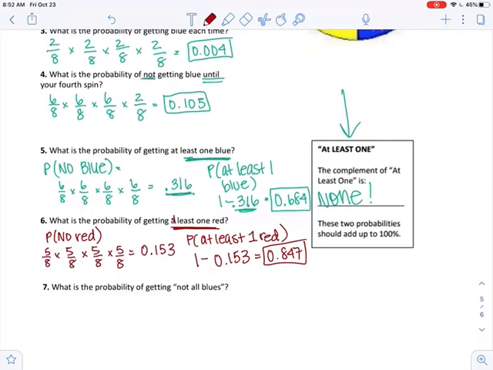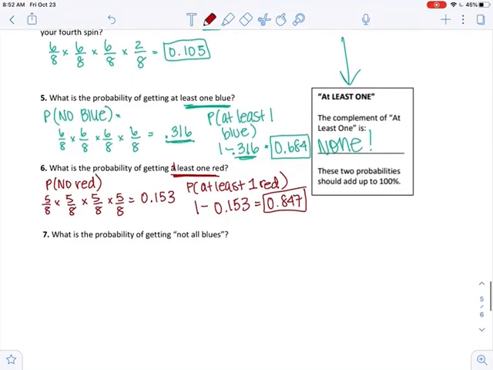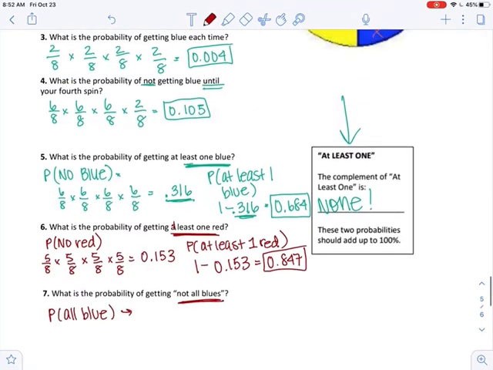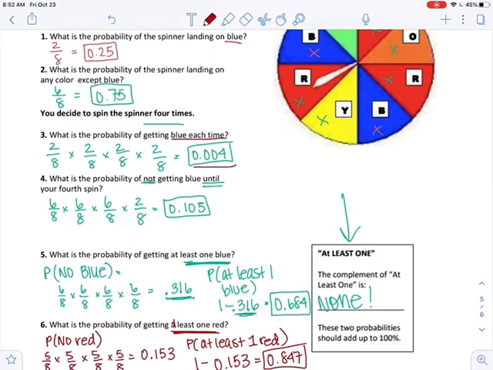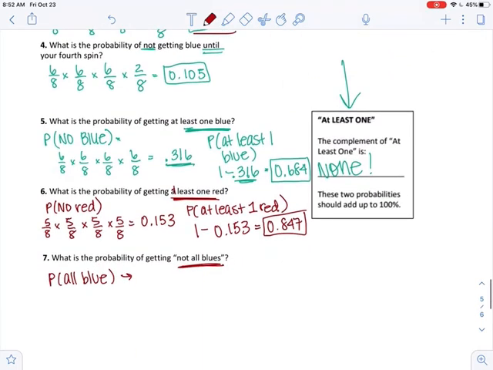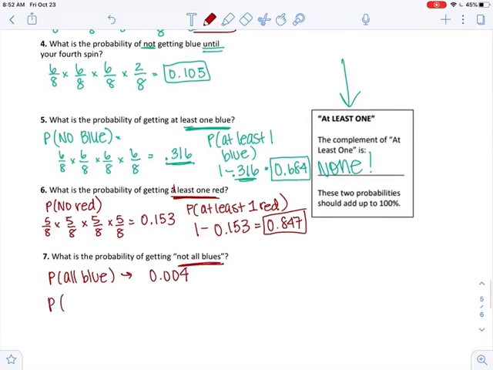Lastly, we're going to find the probability of getting not all blues. Again, we're going to do something similar. We're going to find the probability of all blue. Before we were getting at least 1, now we're doing not all, so it's kind of the opposite. Since we already found the probability of all blues, we can use that from question 3. So the probability of not all blues is going to be 1 minus the probability of all blues, which is 1 minus 0.004, and that gets us our final answer of 0.996.